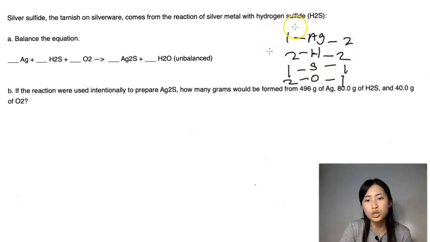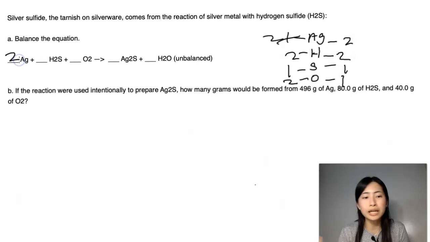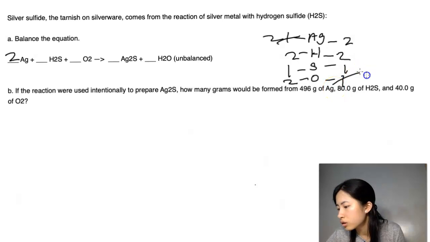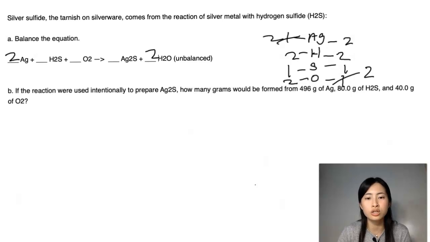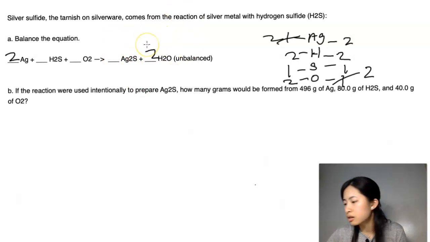So we turn this into 2. We simply add a coefficient of 2 in front of silver on the left side of your reaction. Now we can go ahead and balance oxygen, turning this into 2 on the right side. We add a coefficient of 2 in front of water, making oxygen 2 on the right side. As a result, you get 4 for hydrogen on the right side.